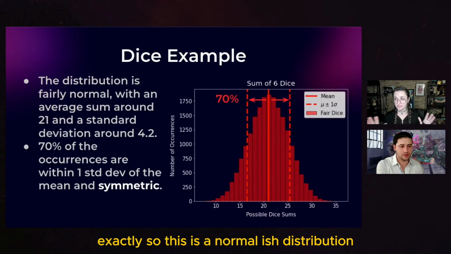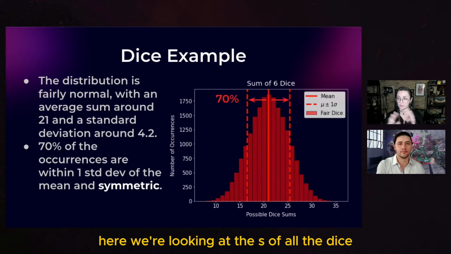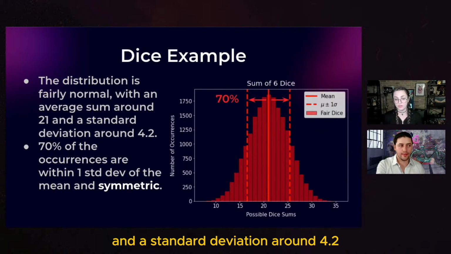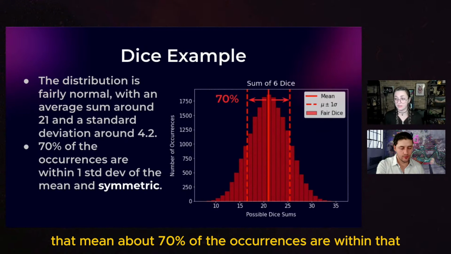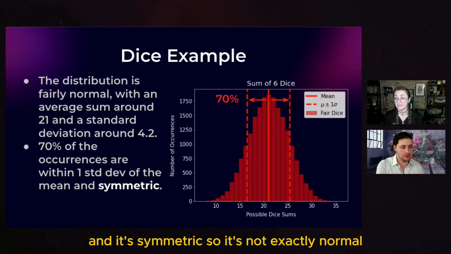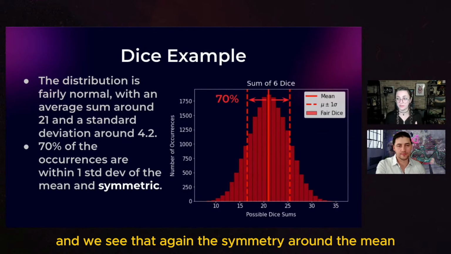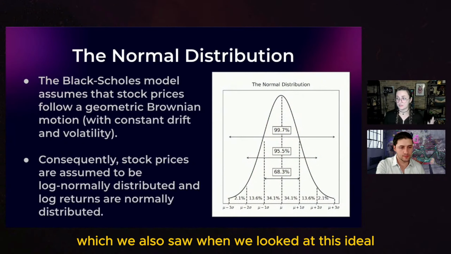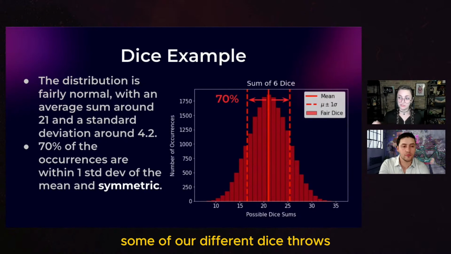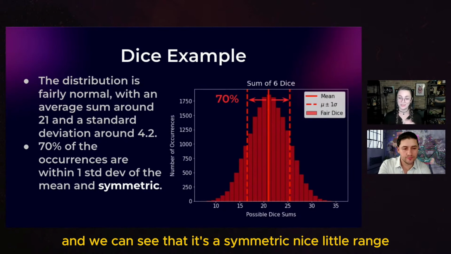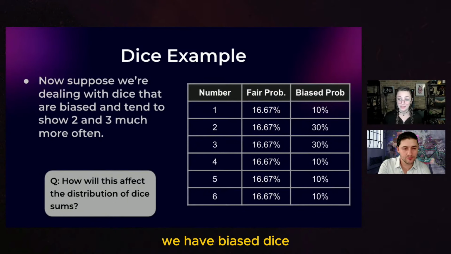Yep. Exactly. So this is a normal-ish distribution with an average sum around 21. Here we're looking at the sum of all those dice and a standard deviation around 4.2. And if we look at the standard deviation around that mean, about 70% of the occurrences are within that standard deviation range, right? And it's symmetric. So it's not exactly normal, but it's pretty close to normal. And we see again the symmetry around the mean, which we also saw when we looked at this ideal normal distribution, right? Yep. So here we're looking at the sum of our different dice throws, and we can see that it's a symmetric, nice little range. But now let's pretend instead of having fair dice, we have biased dice.